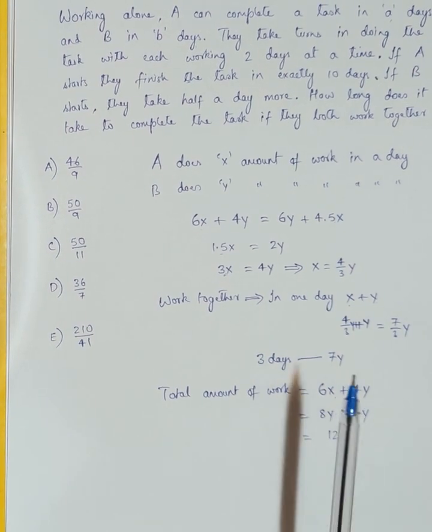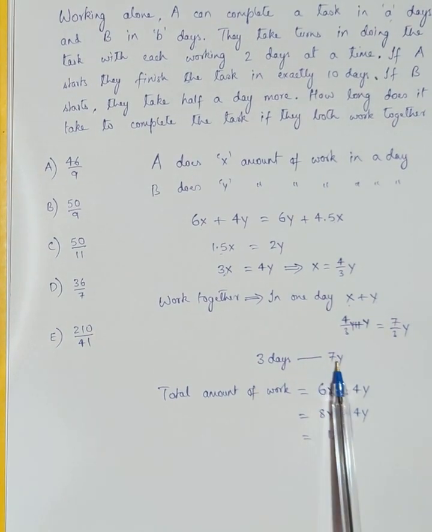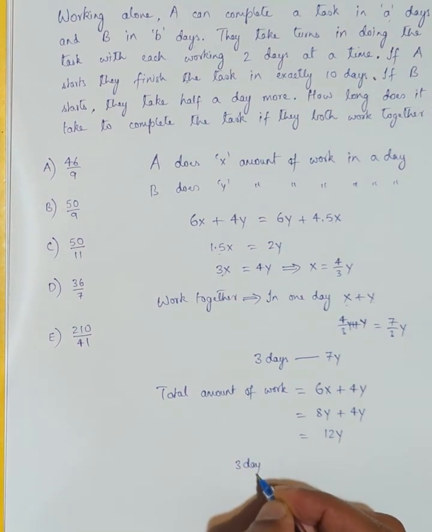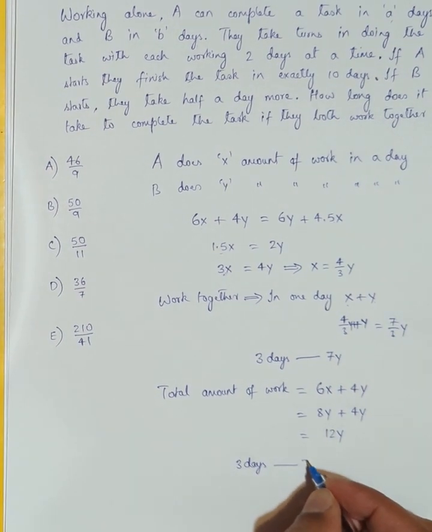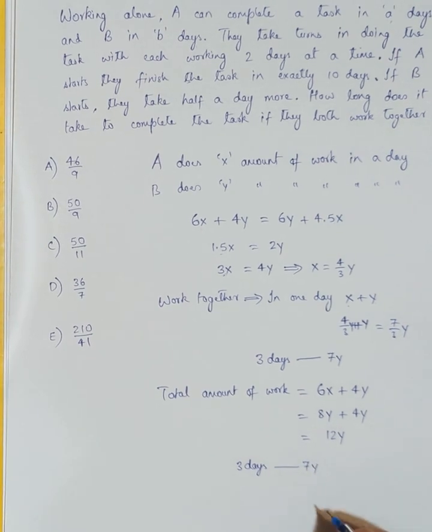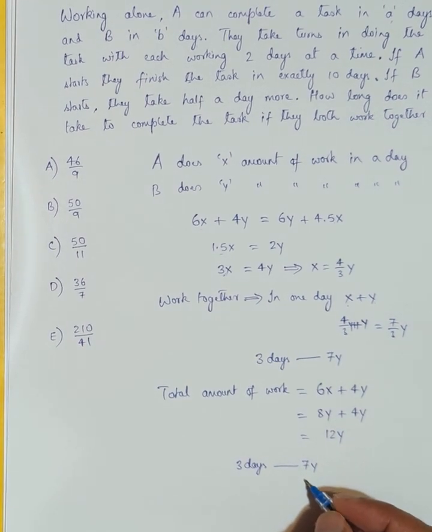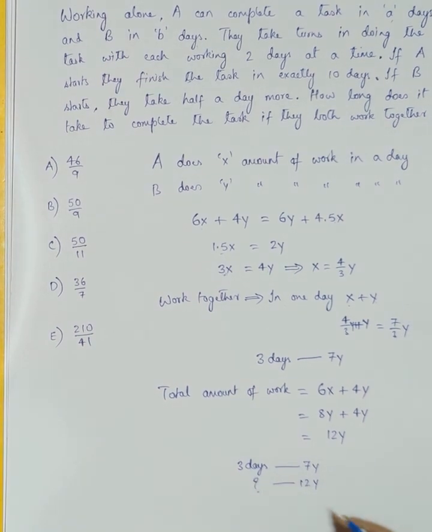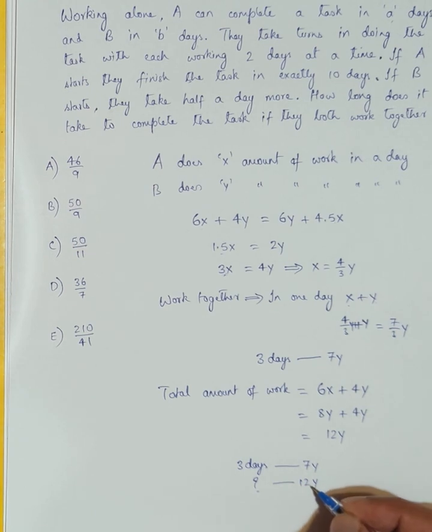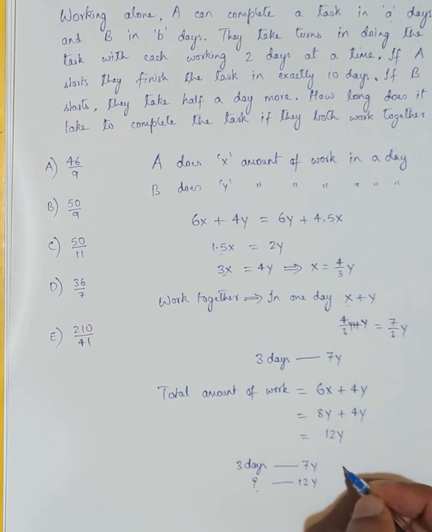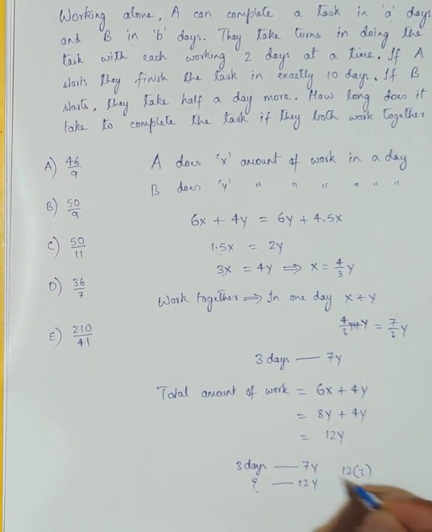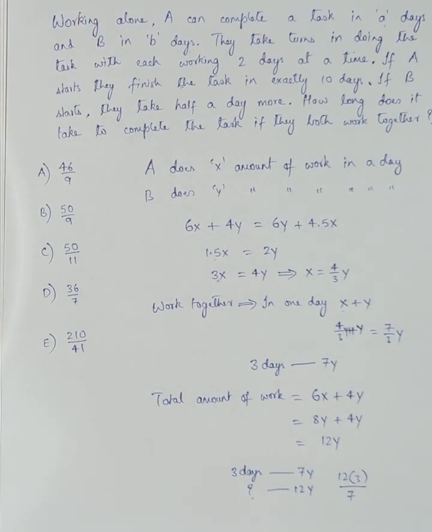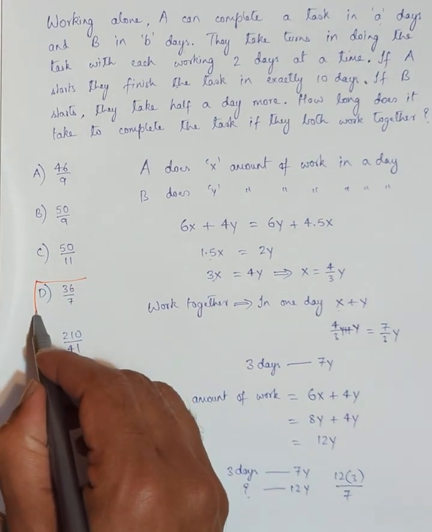So notice, when they work together in 3 days, they finish 7y. Let me write down a proportional relationship. 3 days would correspond to 7y amount of work, and what I need to find out is what 12y corresponds to. I can cross multiply: I multiply 12 times 3 and then divide by 7. So 12 times 3 is 36, so it's 36 over 7.